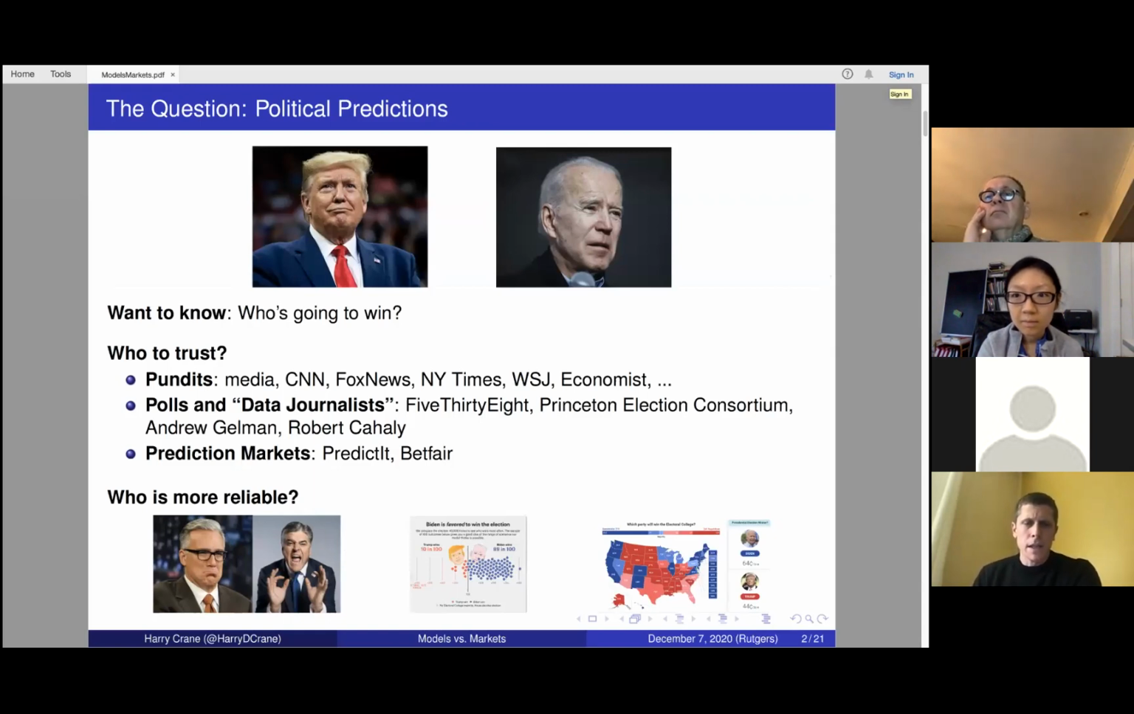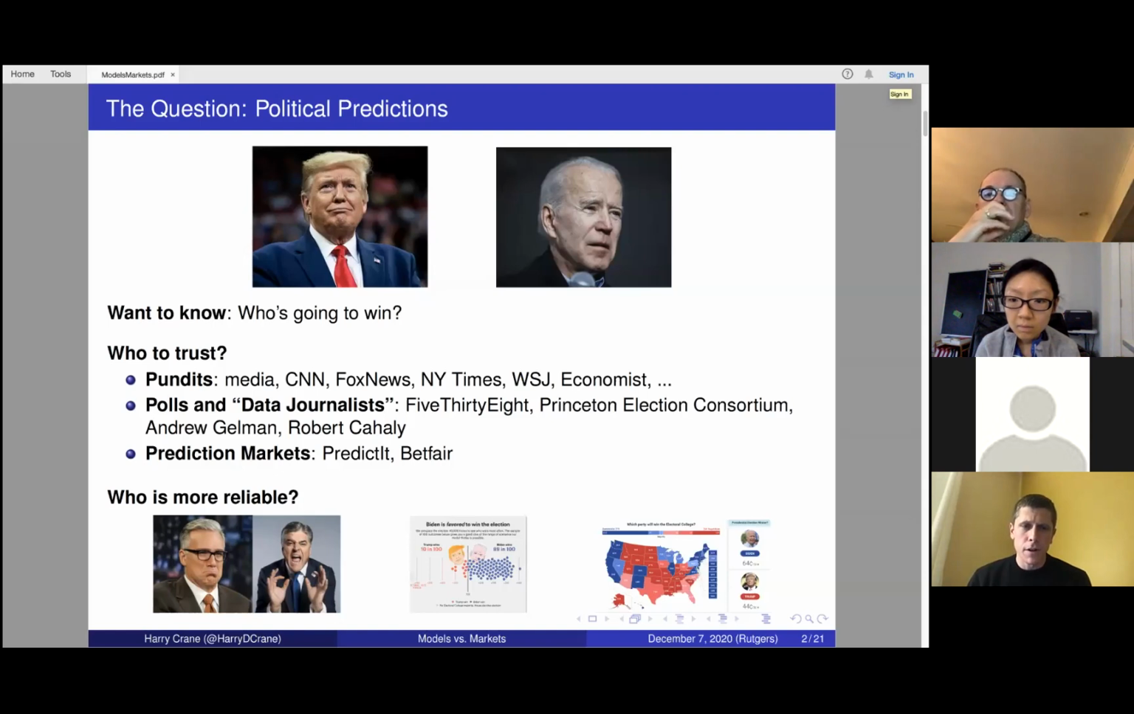So the concrete question, the base case here that I'll be talking about, is just the question of political prediction. Before an election happens, we want to know who's going to win. We still would like to know that perhaps in the current situation. So we want to know who's going to win, and I guess the question really is, who should we trust to give us a fair analysis or a fair opinion of what the likely outcome is.